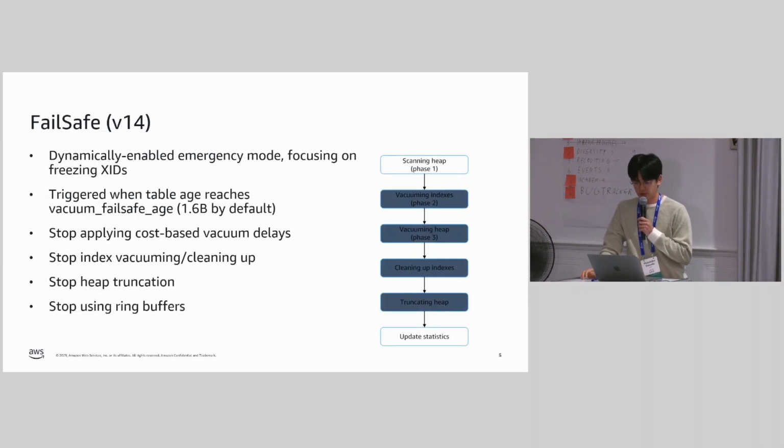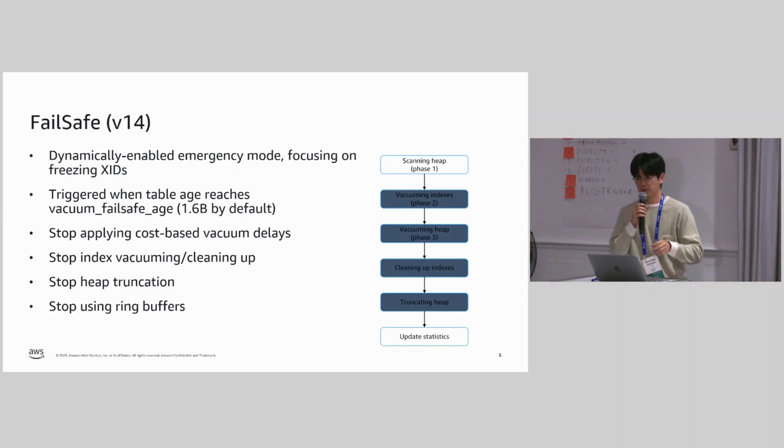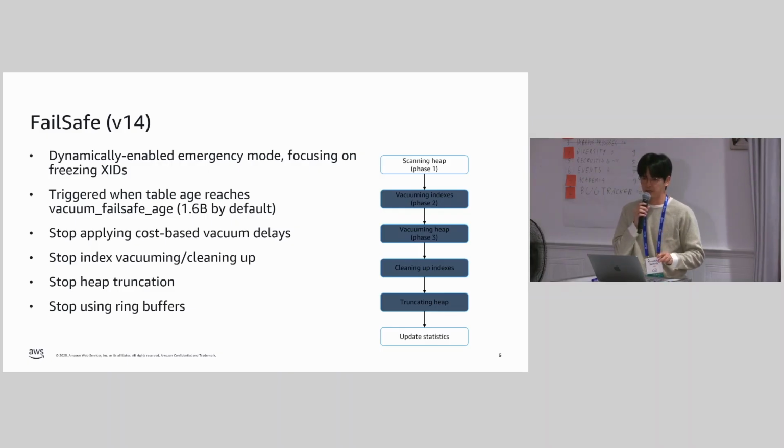Let me introduce some other interesting features currently available in PostgreSQL. Going back to Postgres version 14, we introduced an interesting feature called failsafe mode, which is a kind of emergency mode that dynamically activates based on the table's age. The table's age represents how old the oldest possible transaction ID in the table is compared to the current latest transaction ID in the system.